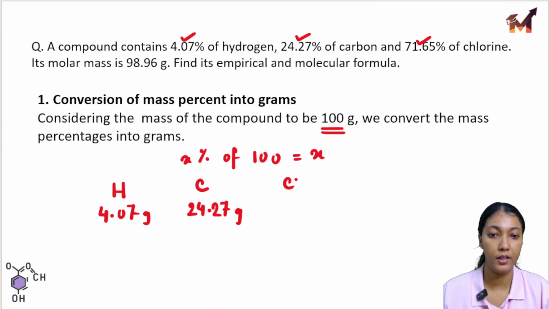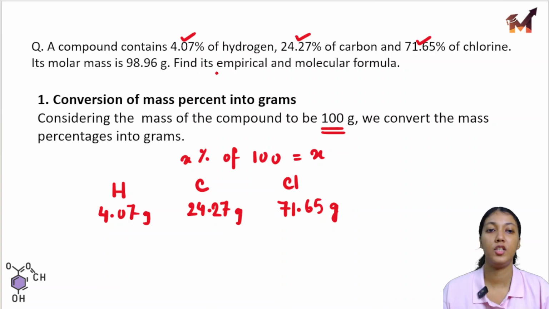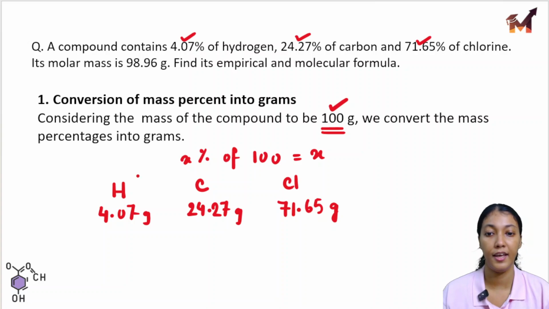And for chlorine, it will be 71.65 gram. So we just simply converted the percentages into masses. It will be of the same value because we are considering the mass of the compound to be 100 gram. किसी भी क्वेश्चन के लिए आपको 100 grams कंसिडर करके ही ये फर्स्ट कन्वर्शन करना होगा. So this was our first step. We just converted this into mass.